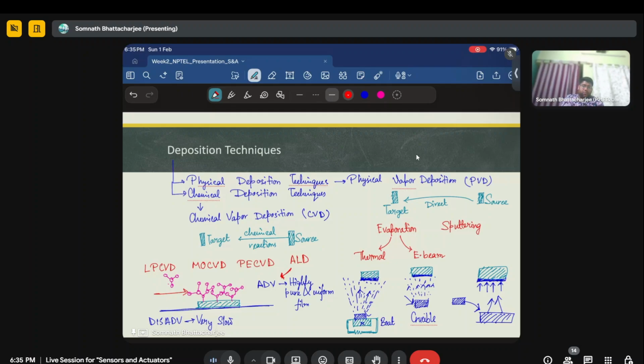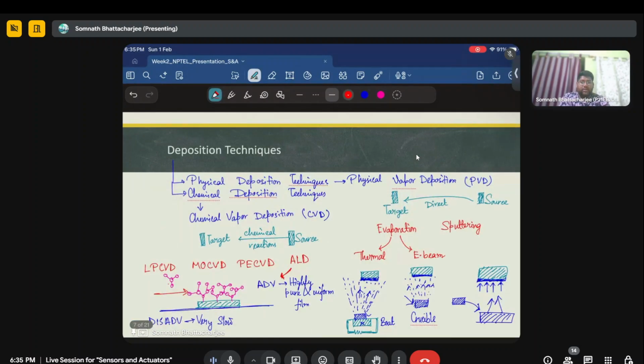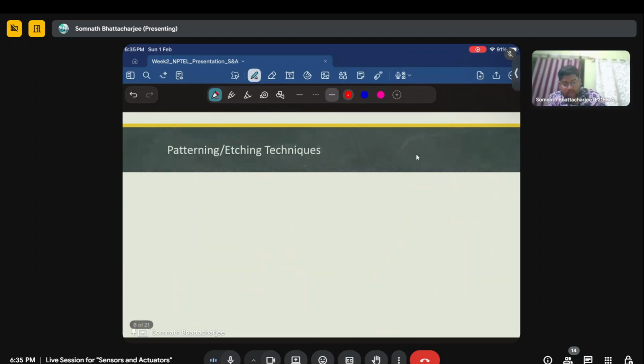So these are different deposition techniques. We'll learn more about these in detail in the subsequent lectures. Now let's move on to different patterning and etching techniques. So why do we need patterning and etching? First we have deposited the material, and if we need fine patterns, let's say through different deposition techniques we have a square like this, and we can deposit the whole of the material itself. But we need a specific pattern.